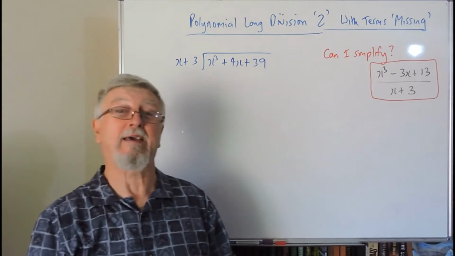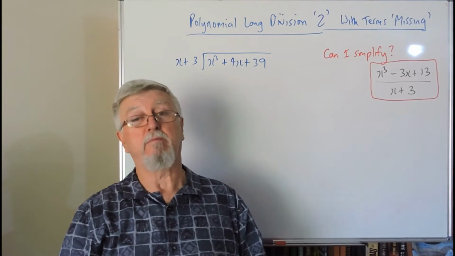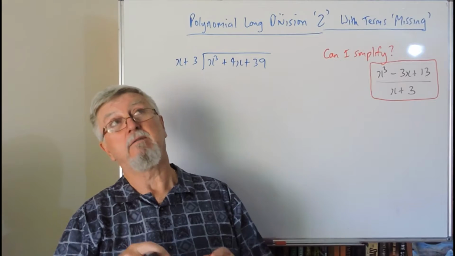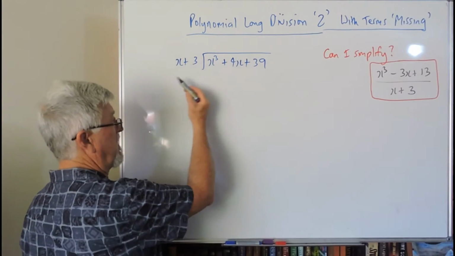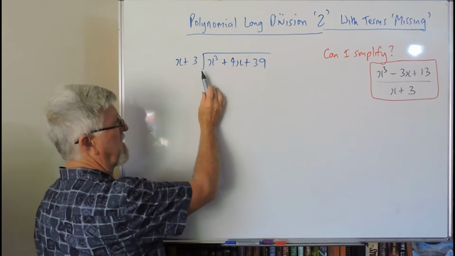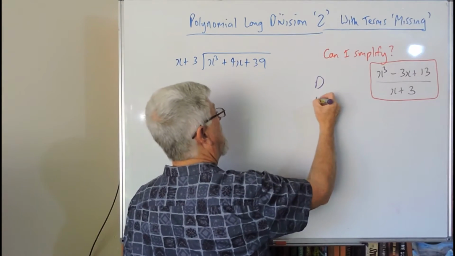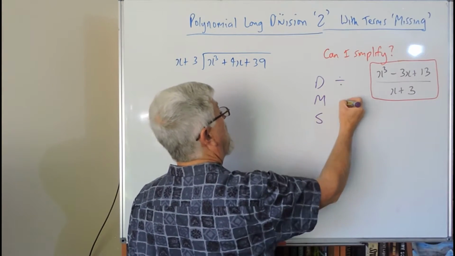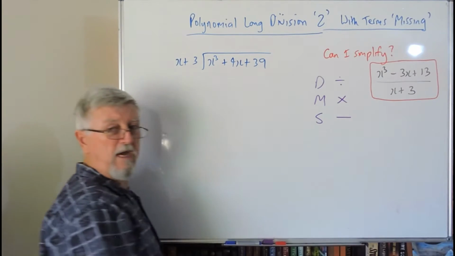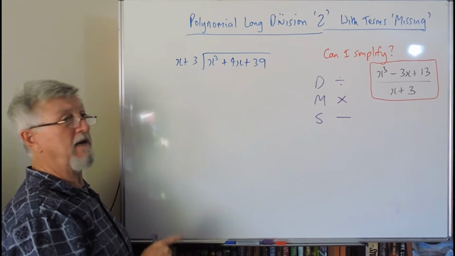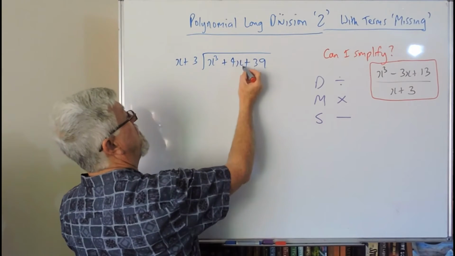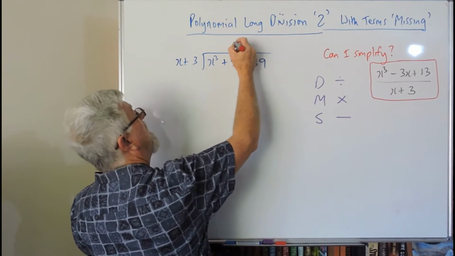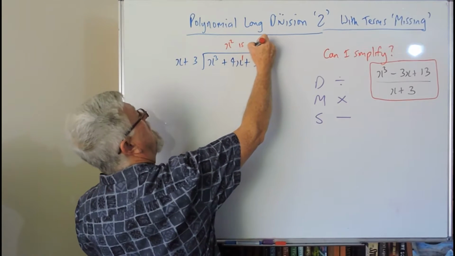Hi everyone, welcome back. What happens if you're doing a polynomial long division and one of the terms is missing? If you look at this question here, a lot of people will jump in and go x into x cubed. I'm not talking about BMS, divide, multiply and subtract. They go through that pattern and don't realise that this is an x cubed and that's an x to the 1. So the x squared is missing.